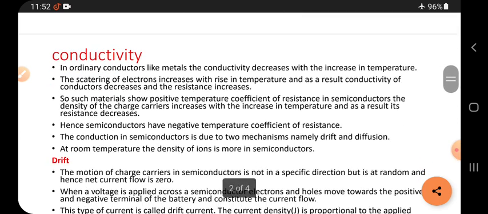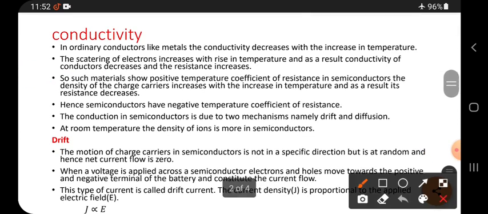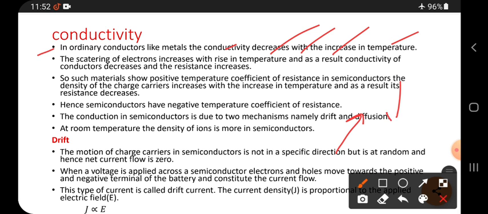So today's topic is conductivity. In ordinary conductors like metals, the conductivity decreases with the increase in temperature. When we increase the temperature, what happens? Their conductivity decreases. Why? Because conductors, metals, have a large number of free electrons, and they move in random directions. When we apply heat, their randomness increases. When the randomness increases, the current decreases. Decreasing current indicates an increase in resistance.